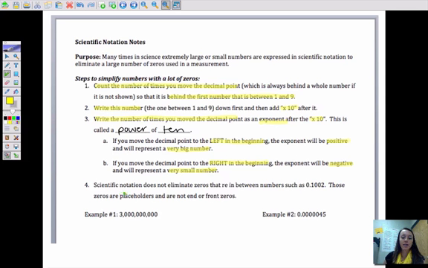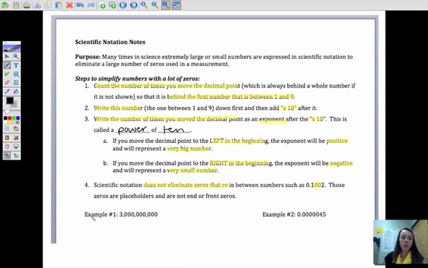Now, scientific notation does not eliminate zeros that are in between numbers, such as 0.1002. So these aren't going to go away. Those zeros are placeholders and are not front or end zeros like the ones we're trying to get rid of. So for example, let's take 3 with 9 zeros at the end of it. That's a really big number that we can simplify using scientific notation.